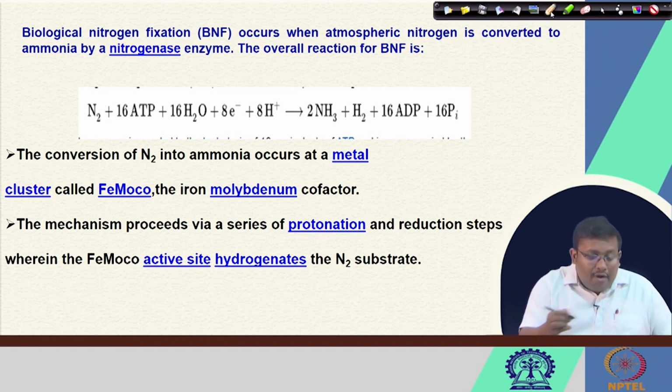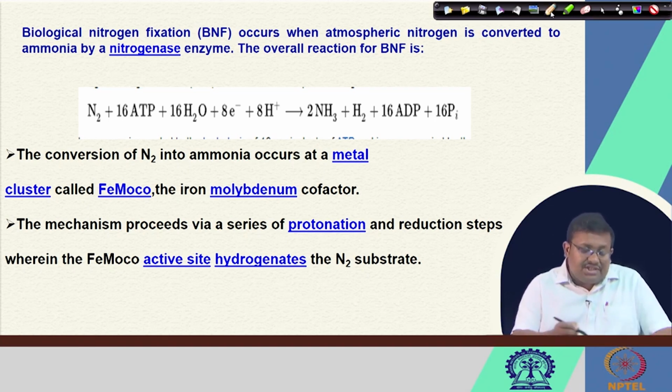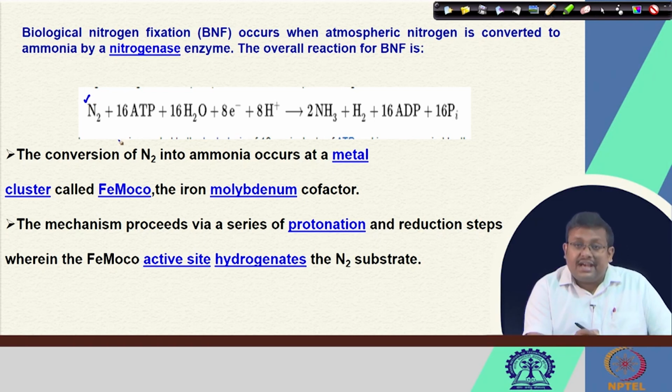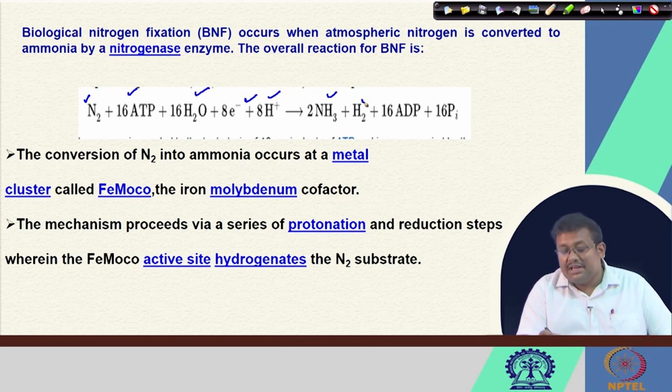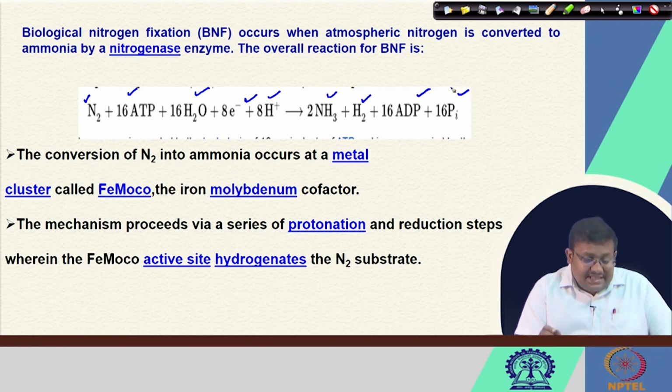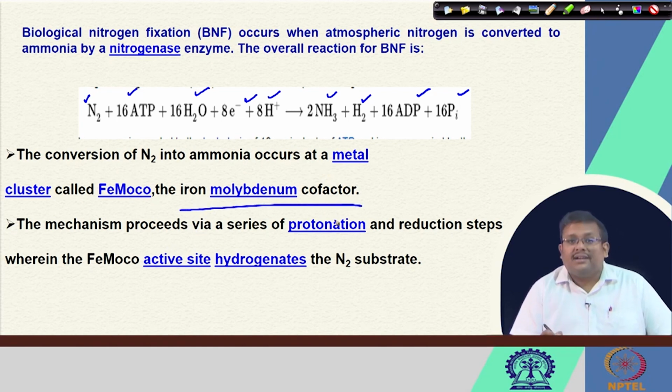If we see the overall reaction of this biological nitrogen fixation, we are starting with dinitrogen gas, then this process uses 16 ATPs, water, and then electrons and protons, and ultimately creates ammonia, hydrogen gas, and also ADP plus Pi. So, we can see the conversion of nitrogen into ammonia, and this conversion occurs at a metal cluster which is called FeMoCo, which is basically the iron molybdenum cofactor. Okay.